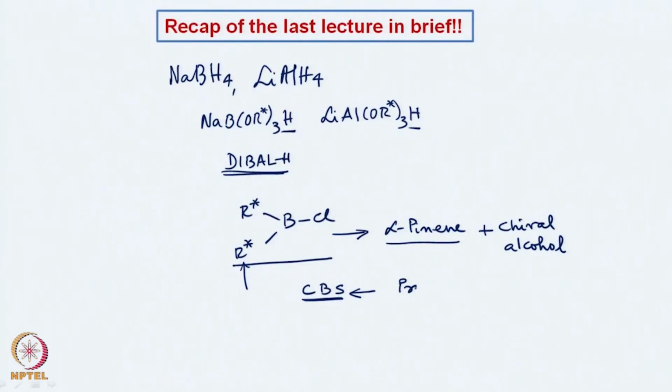As we discussed, it comes from proline, and we can take R proline or S proline depending on which particular enantiomerically pure alcohol is required. So obviously when we start with R proline we get one enantiomer of the alcohol of the same molecule, and we get the opposite enantiomer if we take S proline.